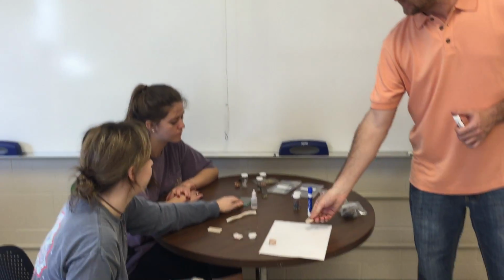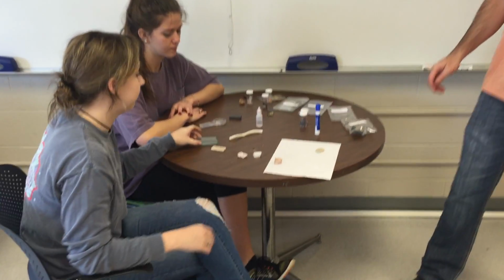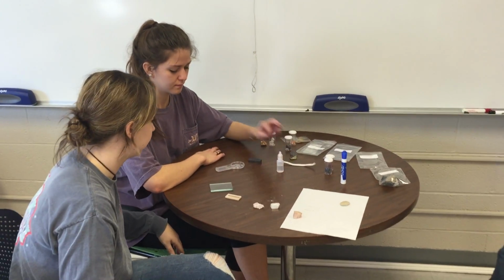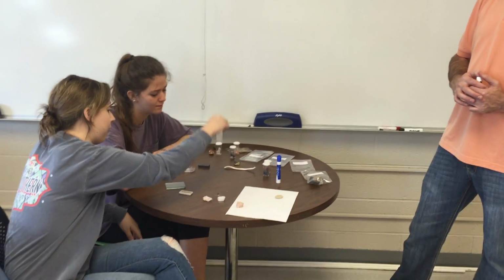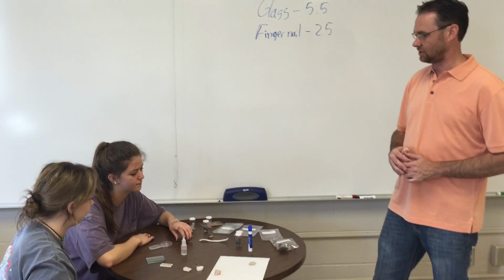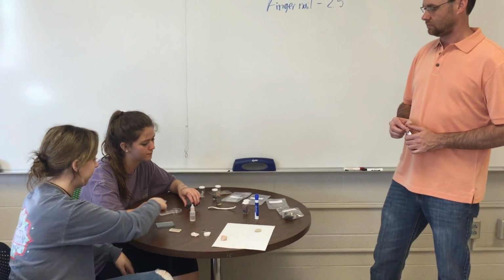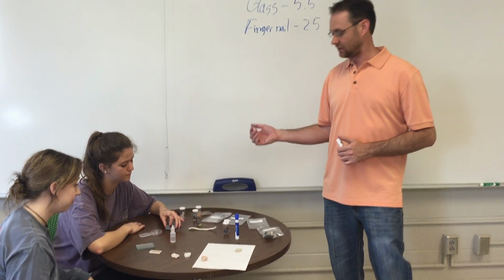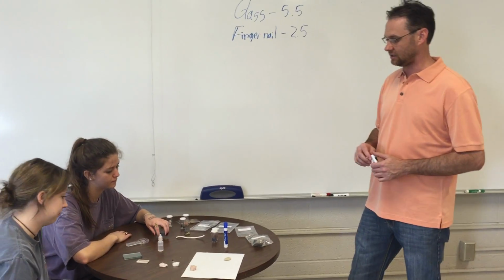Test it on the glass. Let's say that it does not leave a streak on the glass. What's the next thing you would do? Acid. Let's say that it does not react to acid. What would be the next thing you do? The magnet? Maybe a magnet to test for magnetite. Let's say it does not react to a magnet.